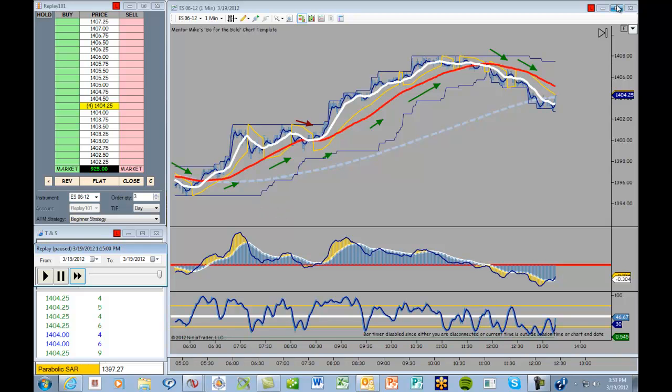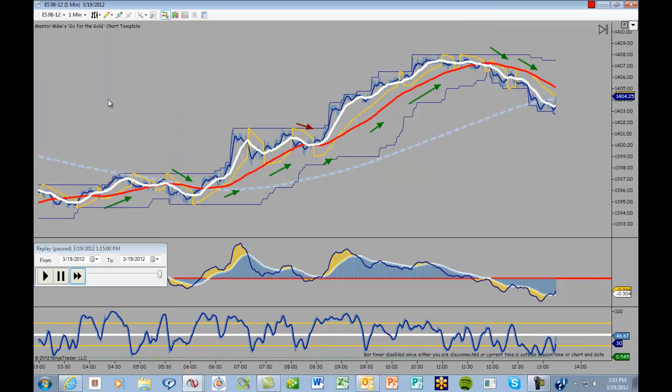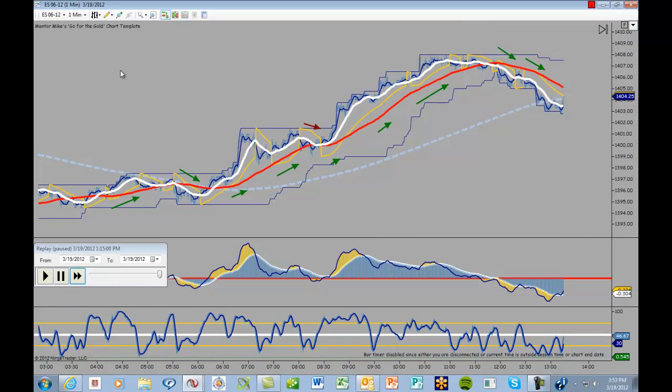And let's count the trades here. Okay, we got 1, 2, 3, 4, 5, 6, 7, 8, 9 winners and 1 loser. And if we hadn't had that loser, we probably would have broken 1,000, which is pretty decent with 3 contracts.